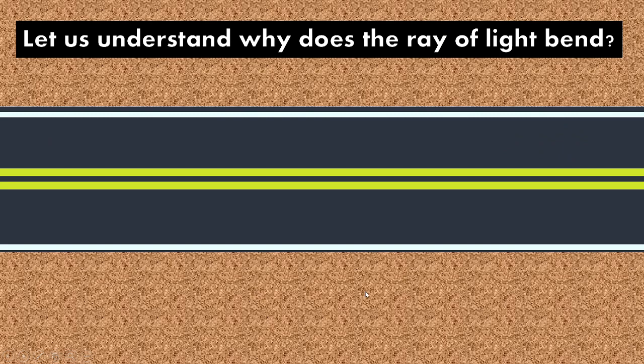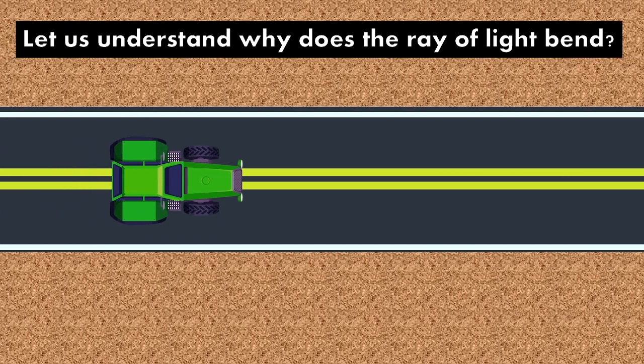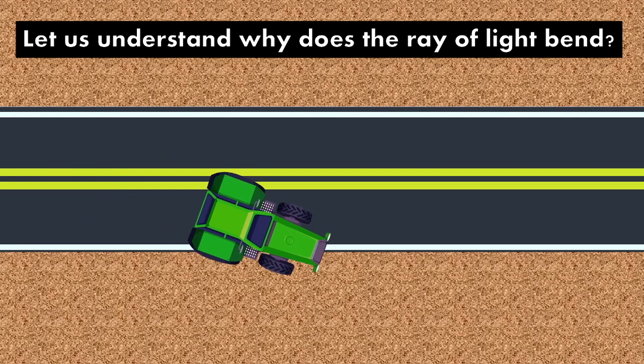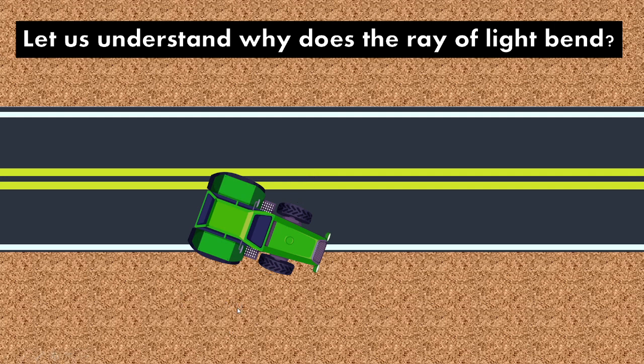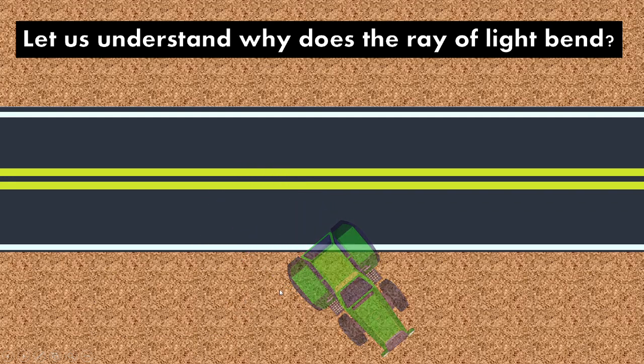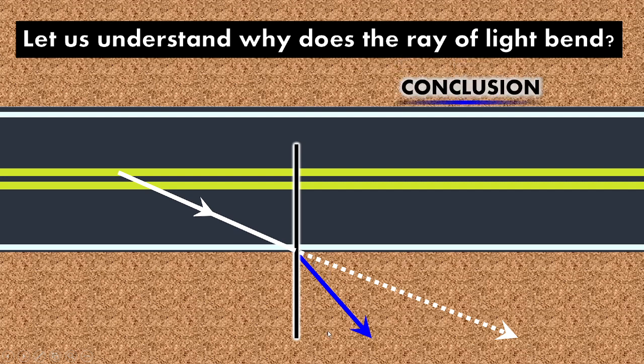Let us understand why the ray of light bends. When you are moving on any road, what do you observe? It bends to left or right. Here, when the speed is more on one side, and on this side the speed is less, and again it moves toward this, this is the direction and this is the normal. Now it bends toward the normal. What do you observe? When the speed is less, it bends toward it.